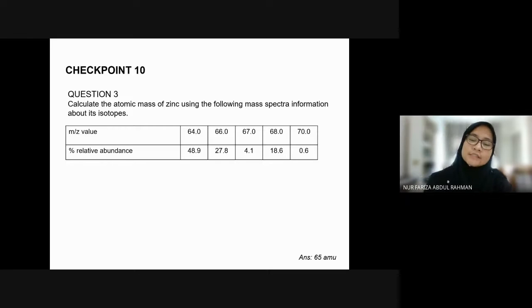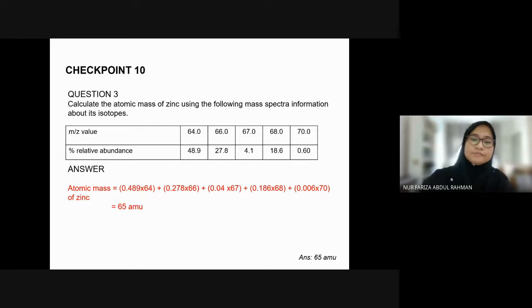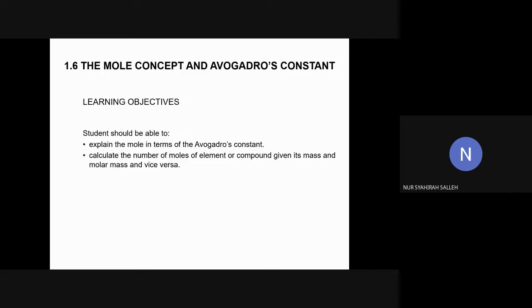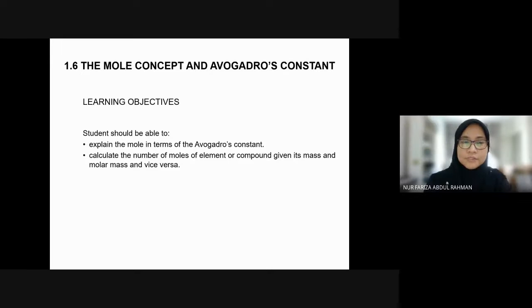All right, let's go through the answer. We have 5 isotopes for zinc. Insert into the formula and then we have the final answer as 65 AMU. Any question related to average atomic mass so far? Are you guys doing okay? Can you follow? Yes. Okay, good. No question.